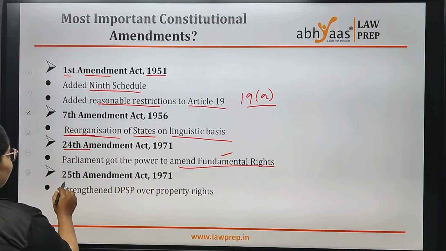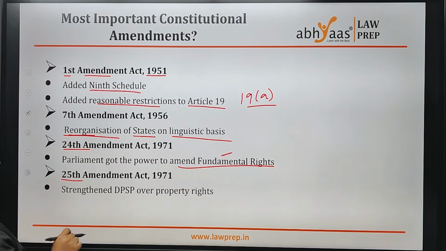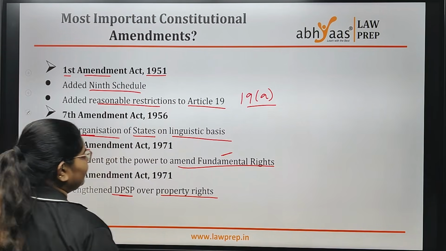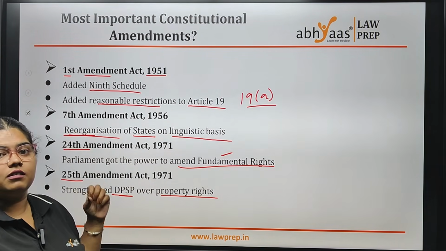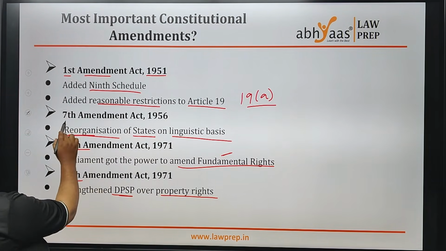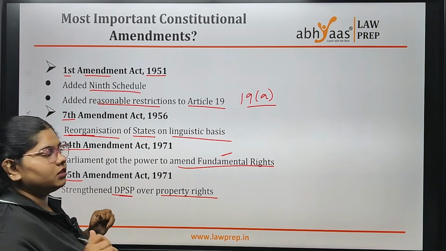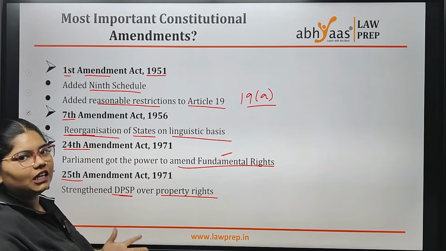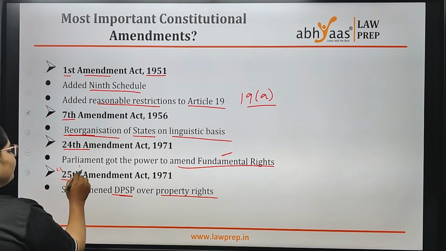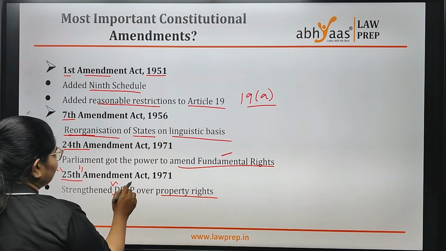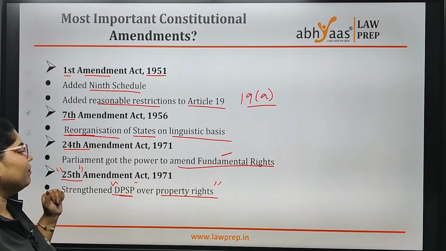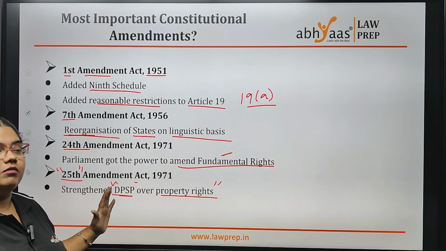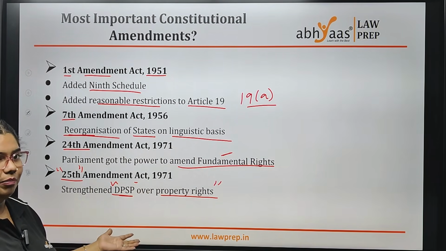Then we come to your 25th amendment, where they say that your DPSP is more powerful than your property rights. So here what we can do is, because this is memory based, we should remember the number and the keywords. So whatever I am underlining is your keyword. For your 25th amendment, it will be DPSP over fundamental over property rights. Here in the 25th amendment, they said your DPSP is more important than your property rights.